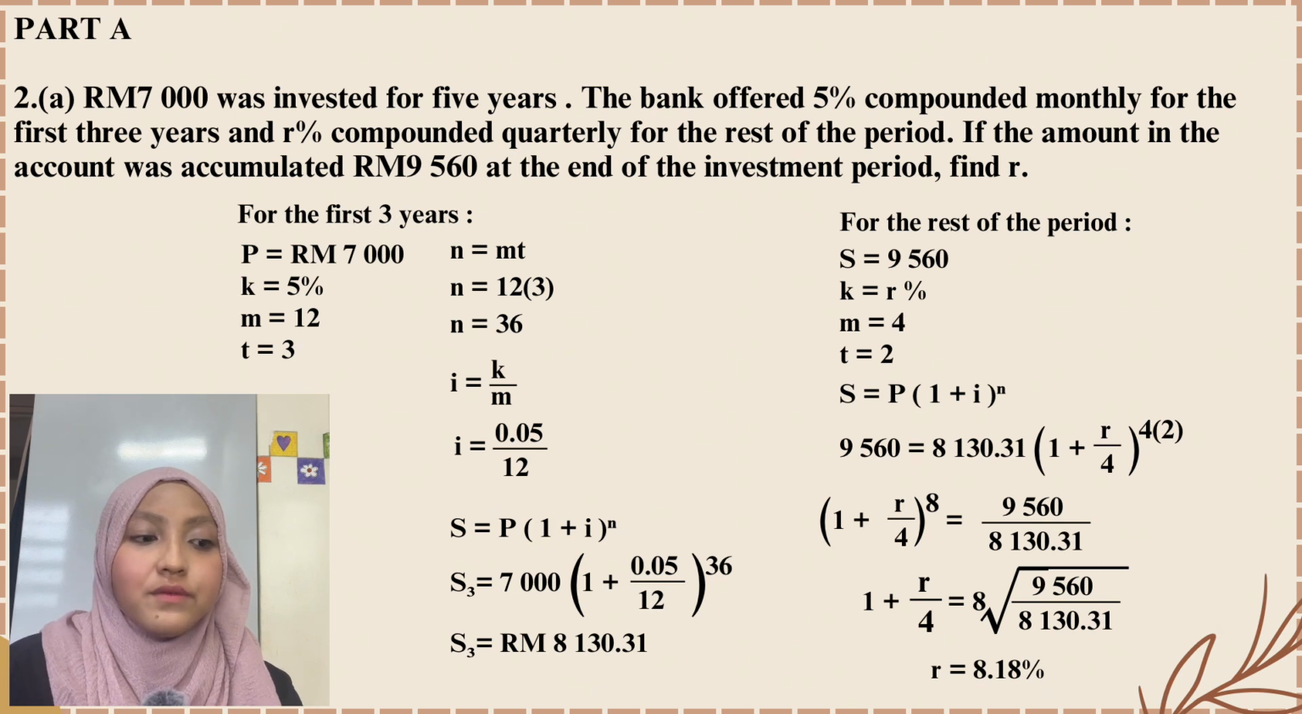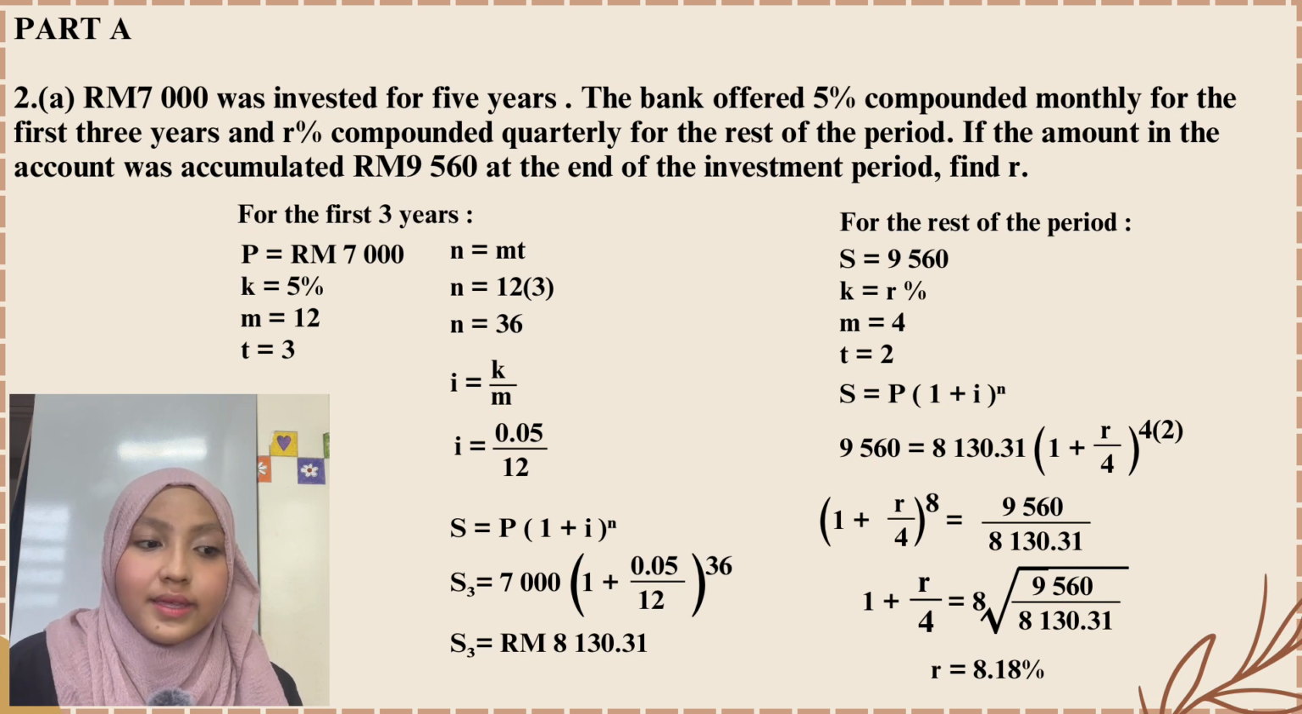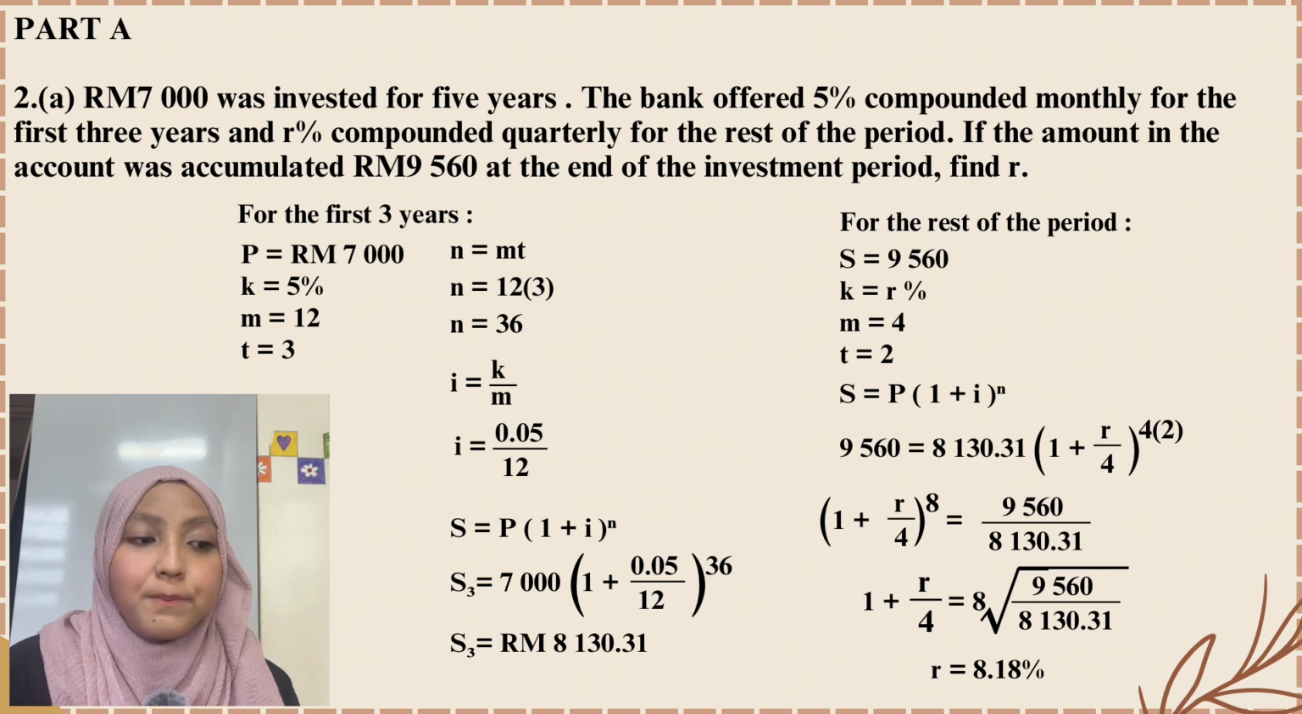After that, we need to find the value for the rest of the period. So again, we substitute into the compound interest formula S equals P (1 plus i) to the power of n. Our S is 9,460, equal to our principal 8,130.31 times (1 plus R over 4) to the power of 4 times 2.